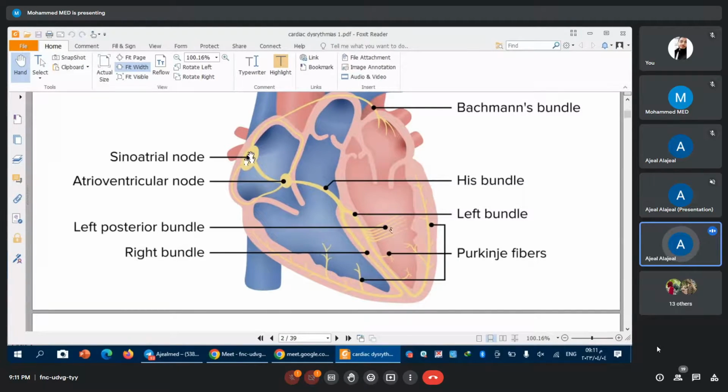Then from there a bundle comes down. This bundle goes to the atrioventricular node. This is the atrioventricular node. And a small branch will go to the left atrium to activate it. This is Bachmann's bundle.